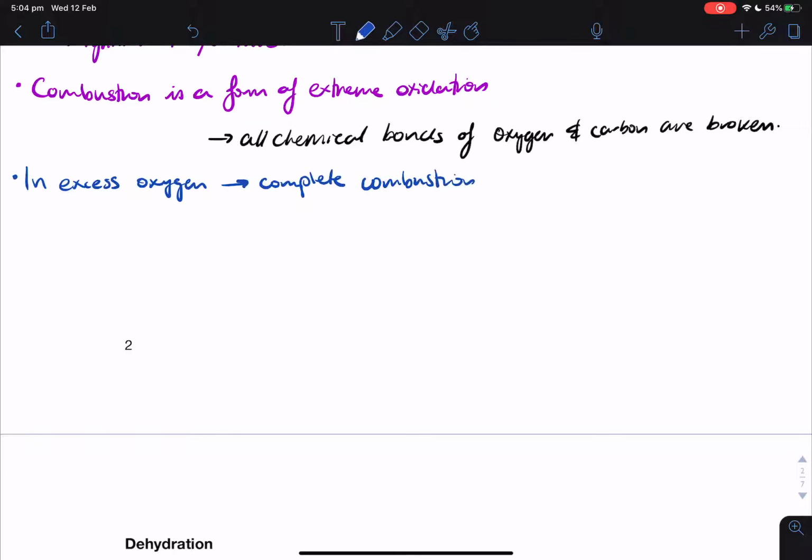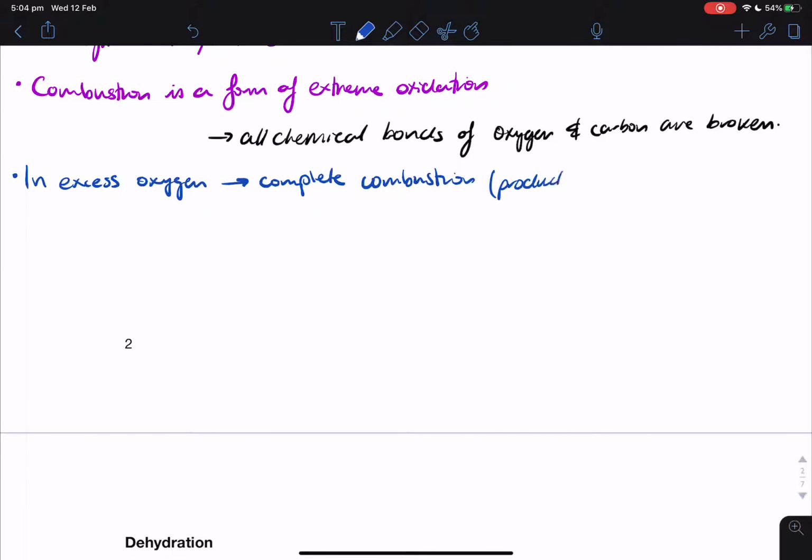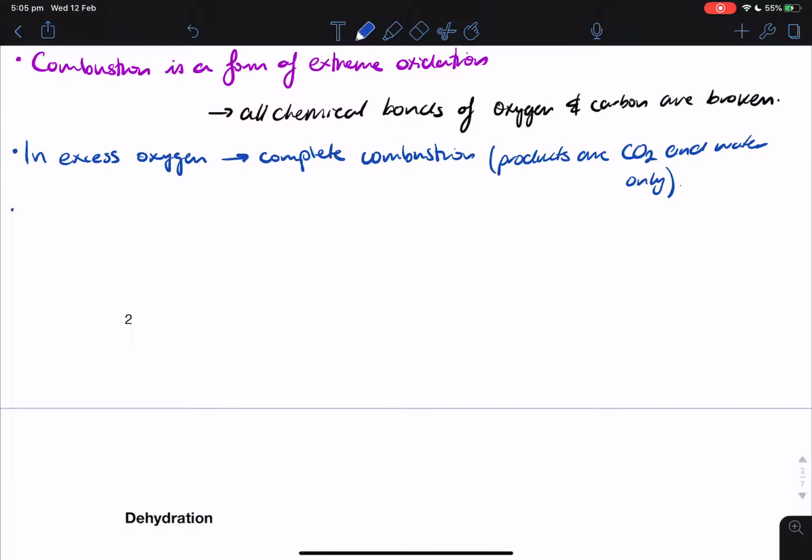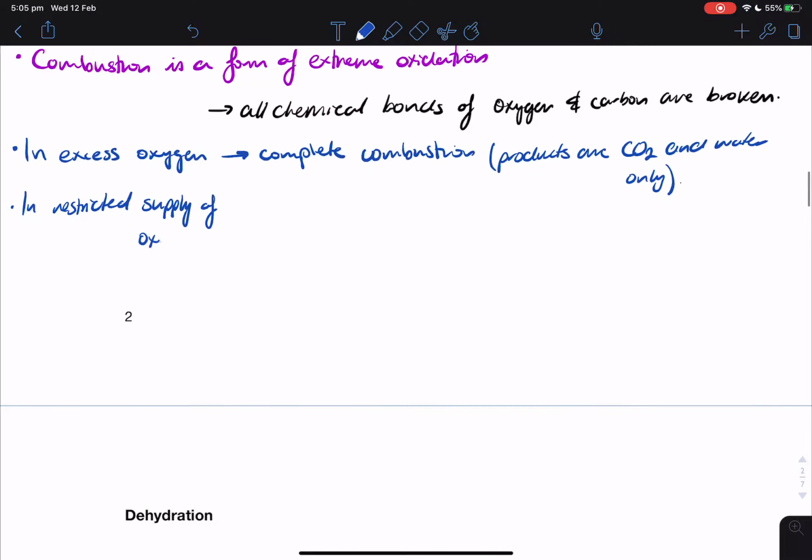What does this mean? What happens in complete combustion? The products are CO2 and water only. So in complete combustion, where there is an excess of oxygen, we only get carbon dioxide and water. However, in a restricted supply of oxygen, we get incomplete combustion.